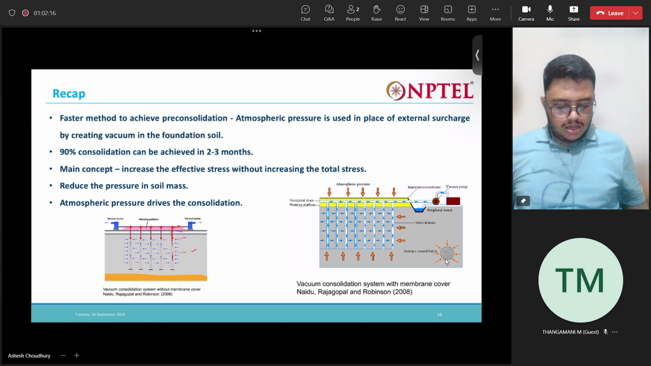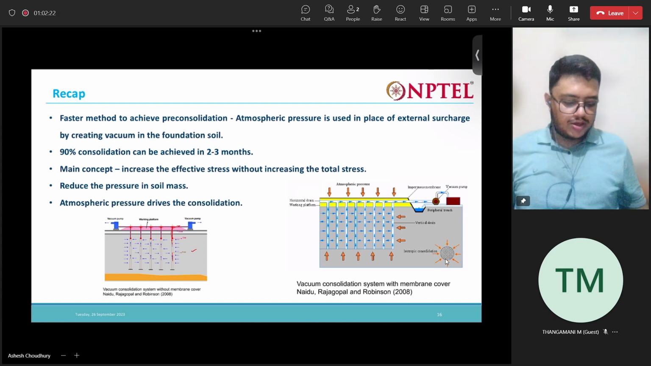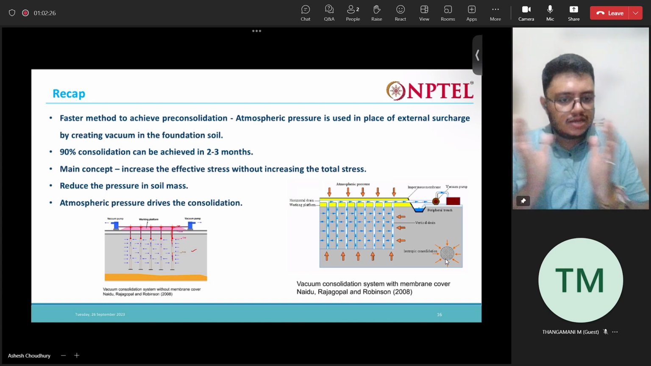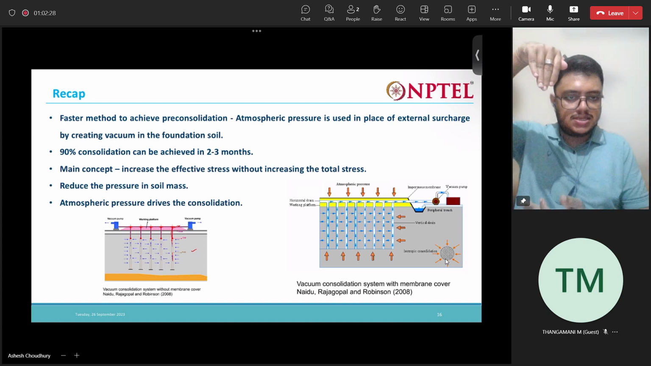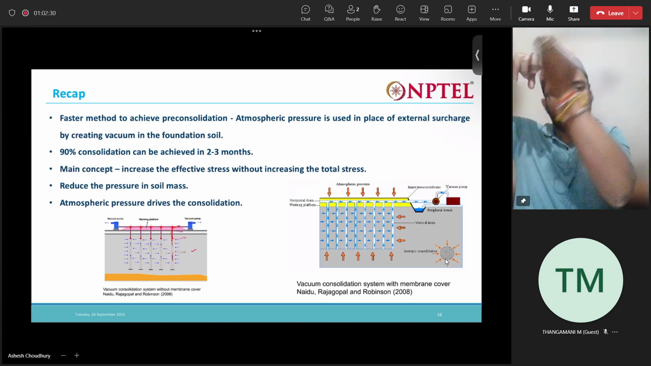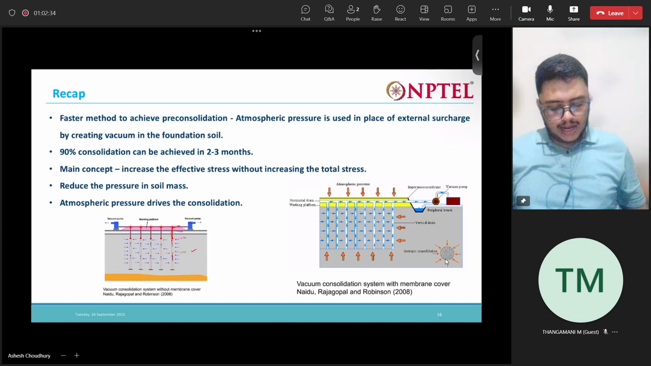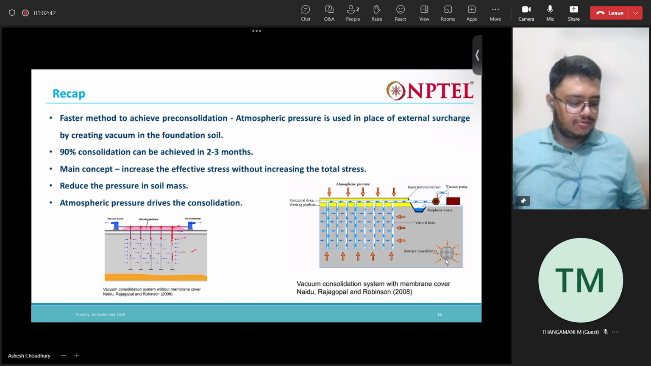Okay, so atmospheric pressure is used in place of external surcharge by creating vacuum in the foundation soil. So in the foundation soil we are creating vacuum, and atmospheric pressure is there at the top, so this gradient pulls the water up. So 90% consolidation is achieved in just 2 to 3 months. The main concept is the increase in effective stress without increasing total stress.